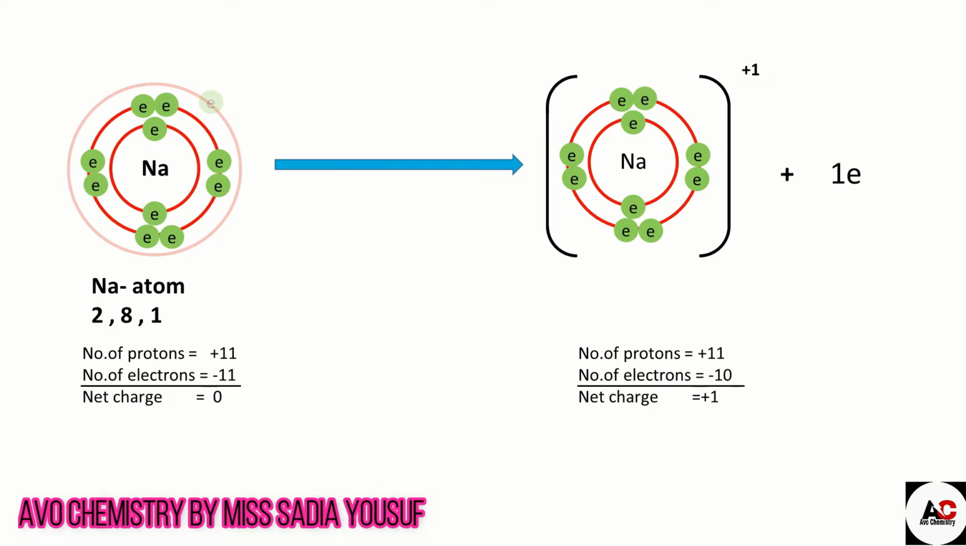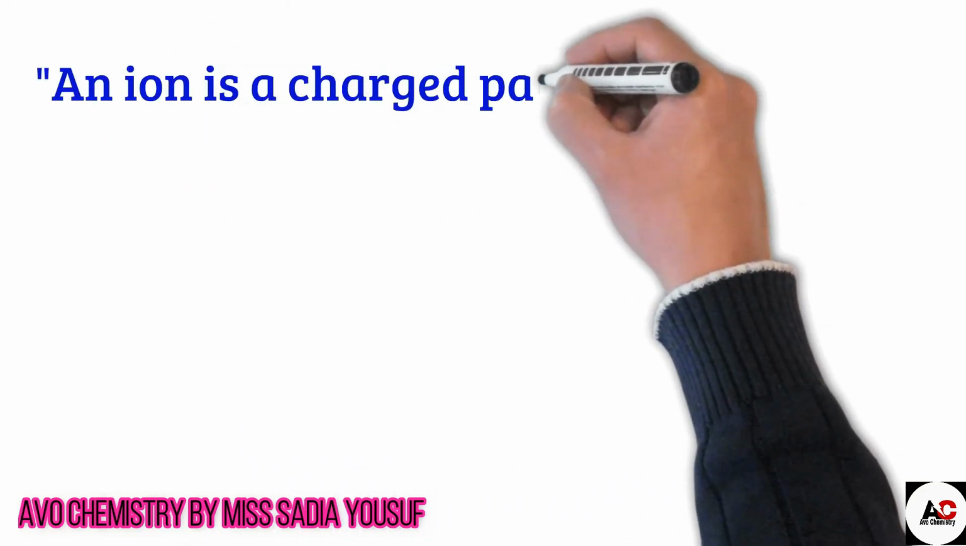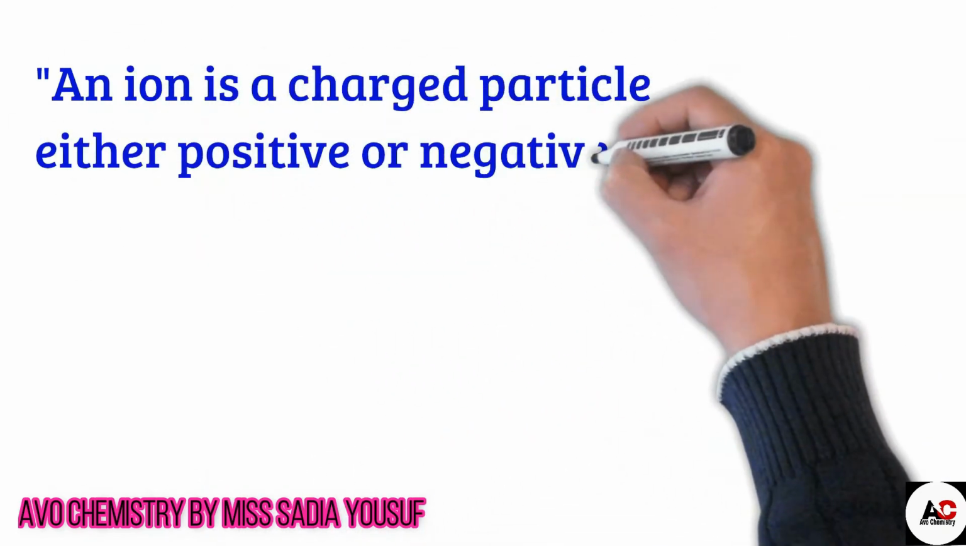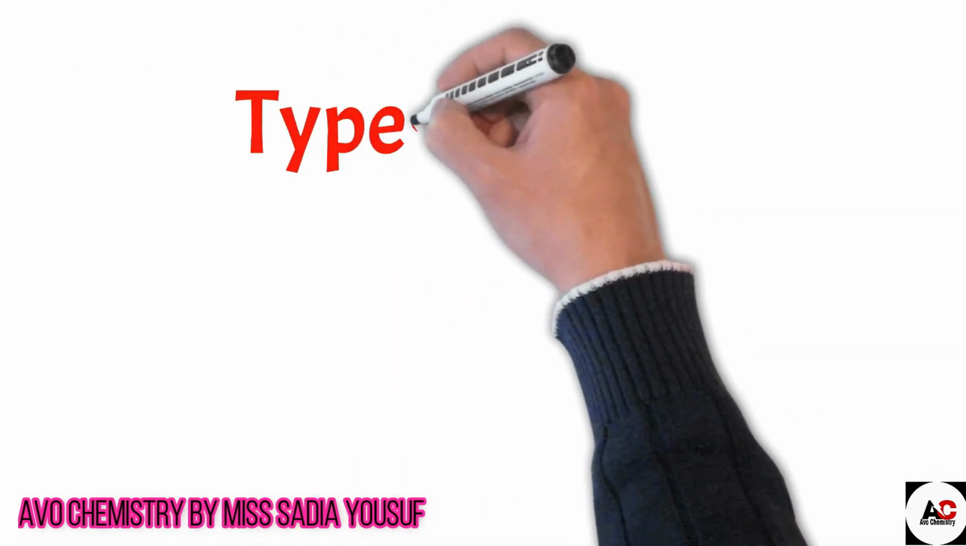So students, sodium atom after losing the electron gets the plus 1 charge. This is not the sodium atom. Now it becomes the sodium ion with the electronic arrangement 2 and 8. So students, this is how atoms become ions to become more stable. So we can say that an ion is a charged particle, either positive or negative, due to the uneven number of protons and electrons.